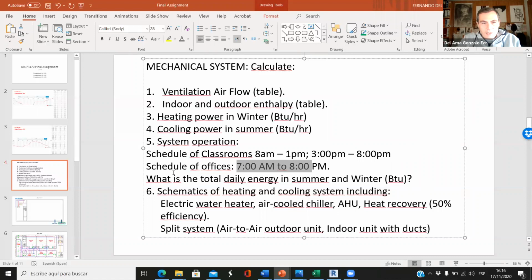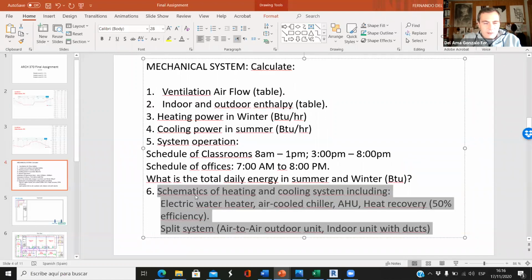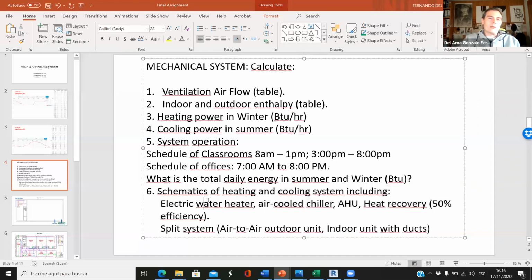Based on that schedule, we have to calculate the total daily energy in summer and winter. So first we need the heating and cooling power, and then the energy. And then we have to draw the schematics of the building. It's similar to what we have done so far, but everything is electric here. On the first assignment, we worked with a condensing boiler, but here everything runs on electricity.